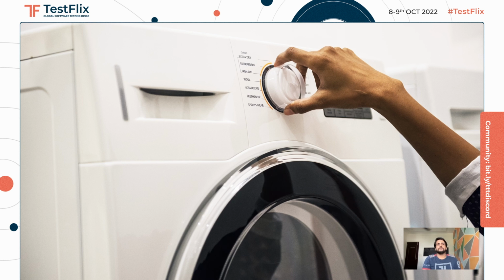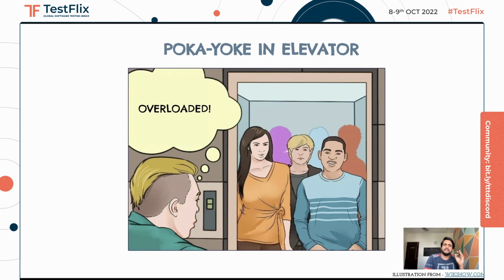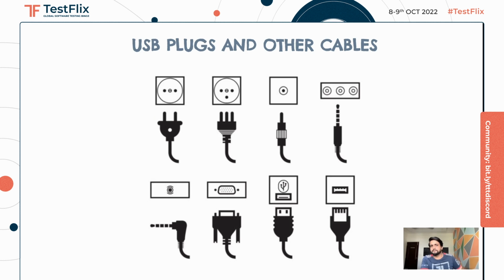Let's look at one more example. What happens when a lift is overloaded? The lift does not operate. The lift will operate only when one of the passengers moves out of the lift and the weight is reduced. This Poka-yoke feature ensures that the safety of the passengers is not compromised and prevents any risks that may happen because of the overloading of the lifts.